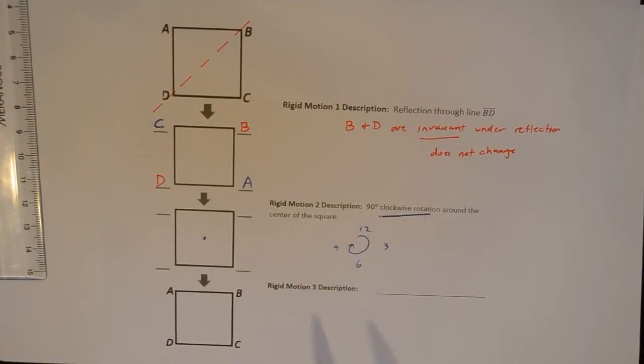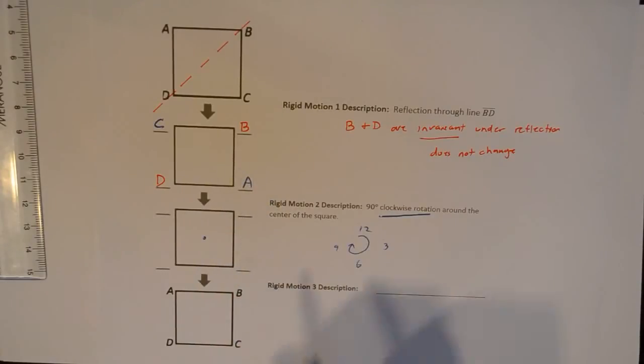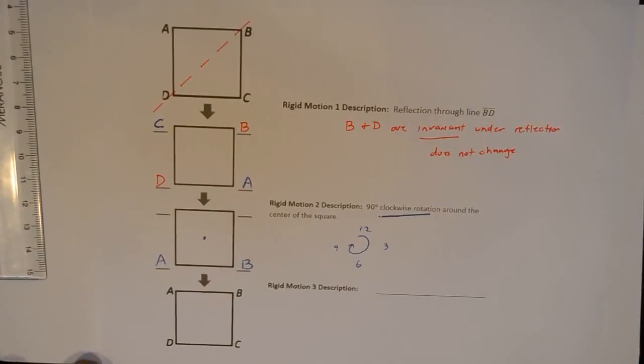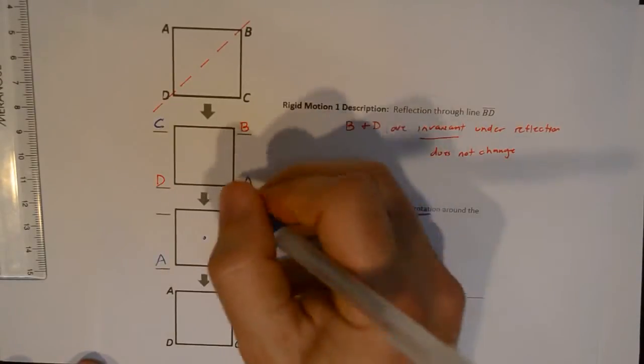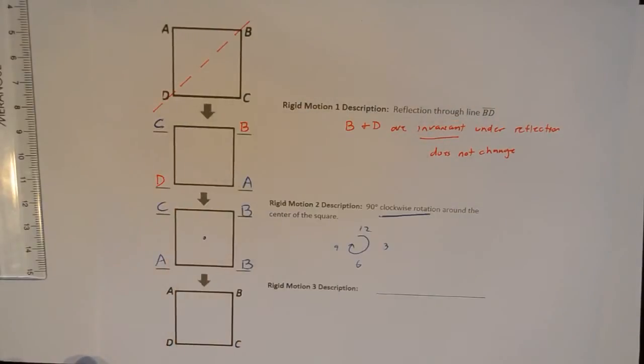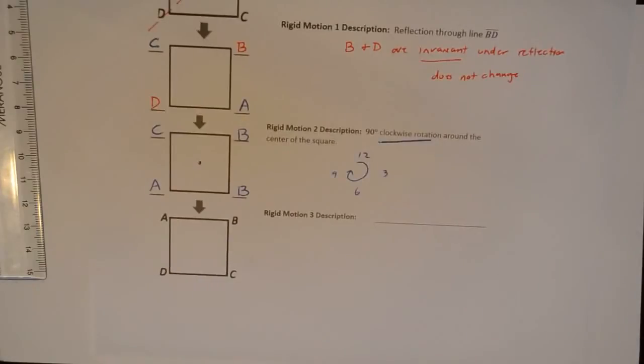So what's going to happen? Well, point B used to be in the upper right-hand corner. Now it's going to end up down in the lower right-hand corner. Point A used to be in the lower right-hand corner. Now it's going to end up in the lower left-hand corner. Right? Point C will end up where point B is, and point D will end up where point C is. So there's our square after a 90 degrees clockwise rotation about the center.